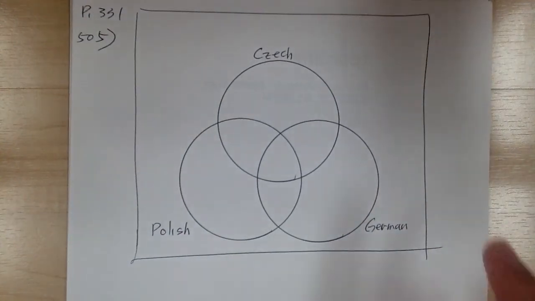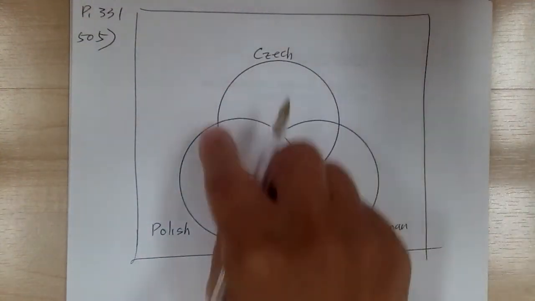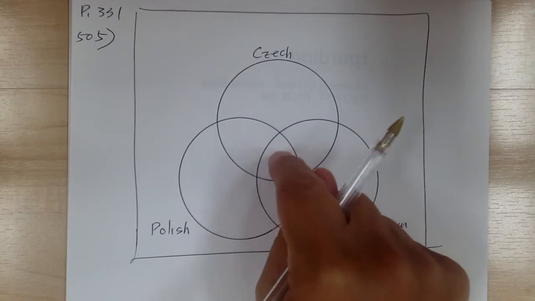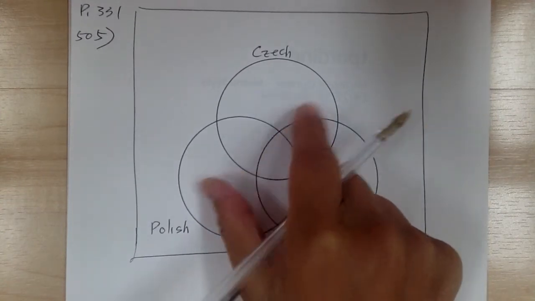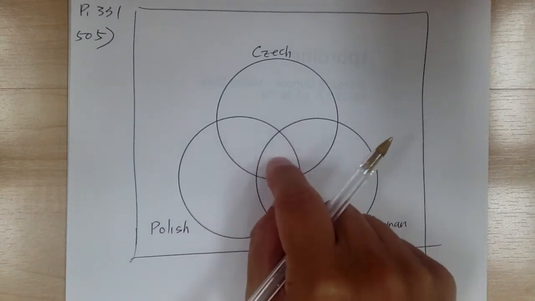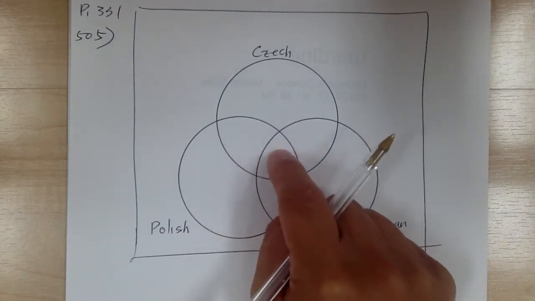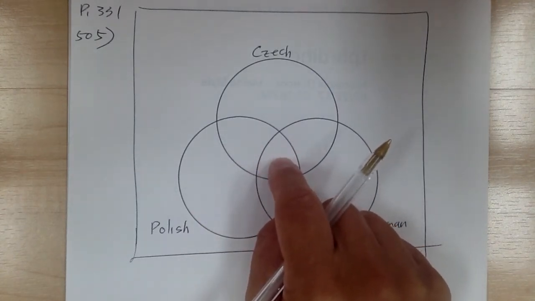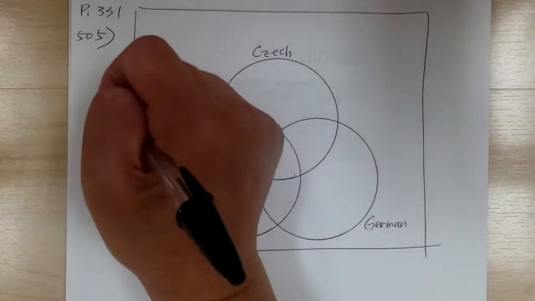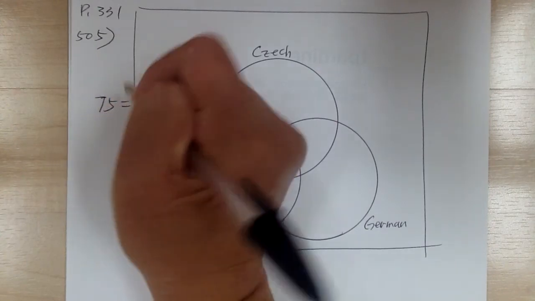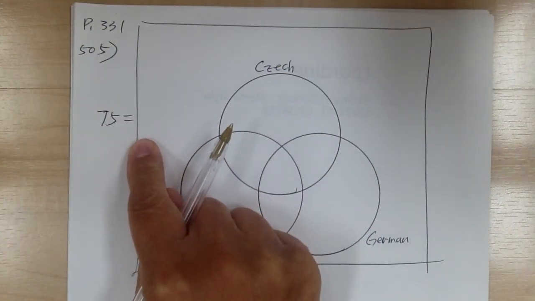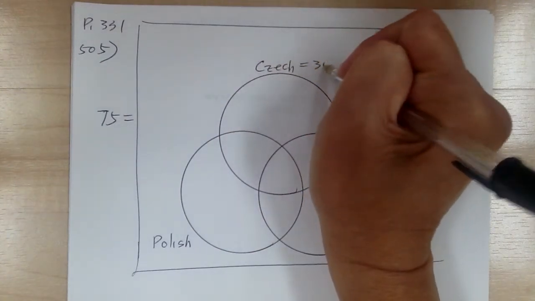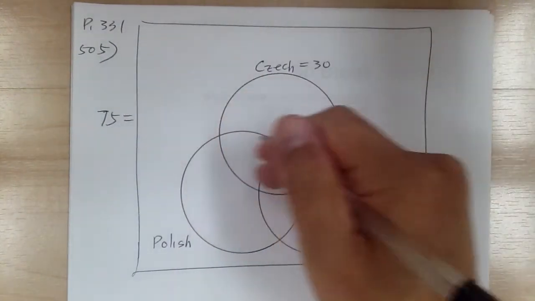Okay, now the key to solving this kind of problem is to make sure you get the center number over here. If the number is given, you start over here and you work your way out. If the number is not given, you assign a variable, x. Okay, so let's read through this. There are a total of 75 students. So 75 is equal to this whole thing over here. So write it out over here. If 30 are studying Czech, so this is equal to 30. So this is for the entire circle.